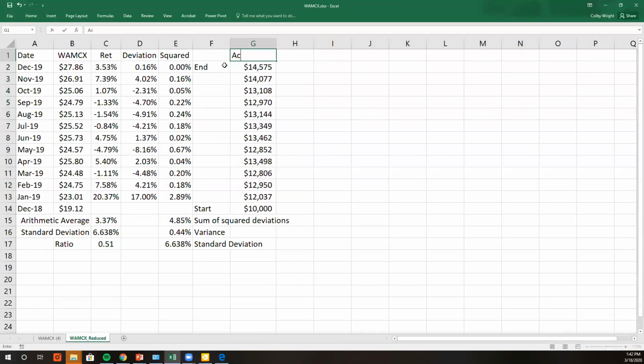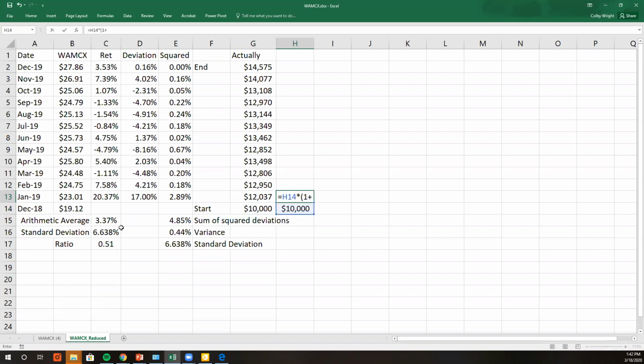Okay, this is actually what would have happened. If I would have put $10,000 into this mutual fund, I would have ended with $14,575. Now what I'm going to do is the same thing, but instead of growing it at the rate of return that the portfolio is earning, I'm going to grow it at the arithmetic average return. Watch what happens. Okay, so in January, I'm going to take my $10,000.